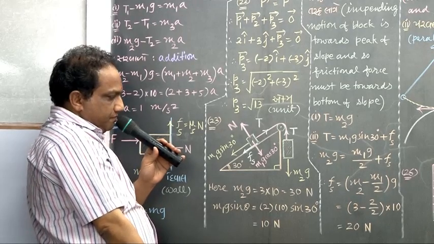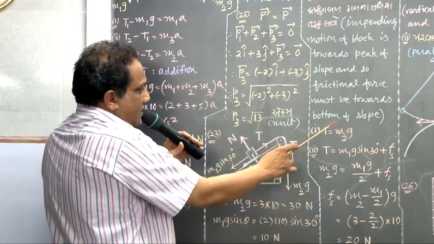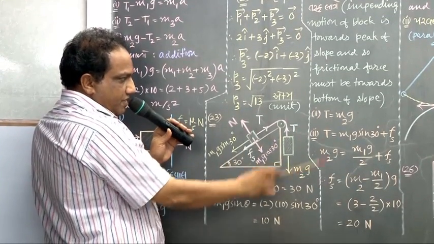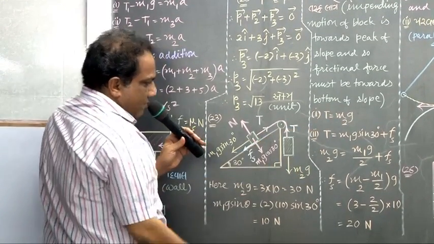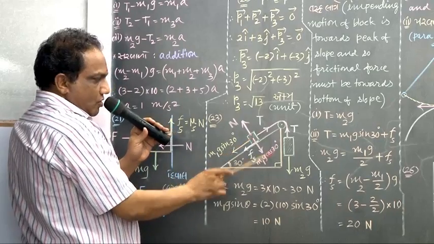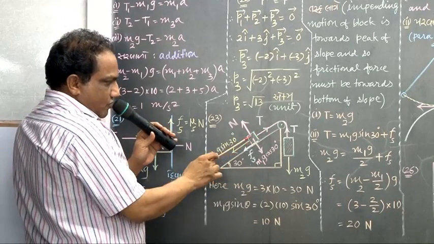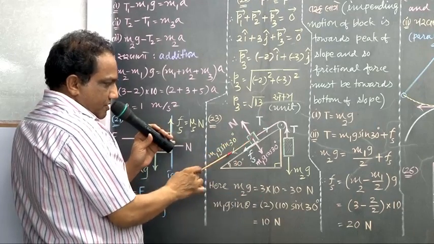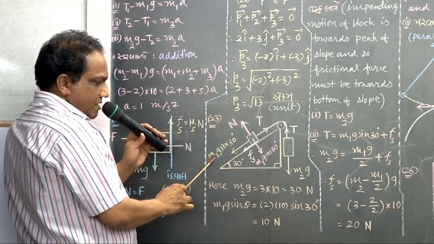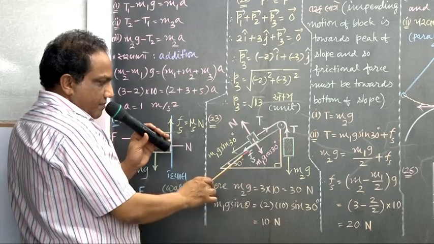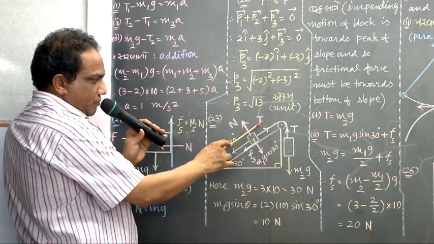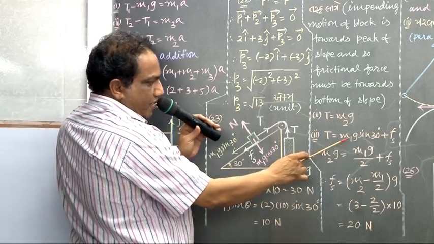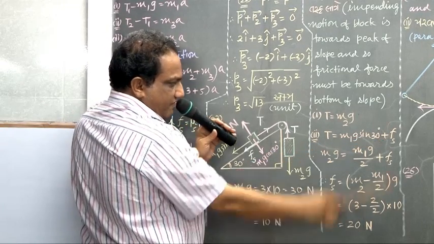And now tell me, here can you write T is balancing this weight, that is m2g, T equals m2g. Moreover, for the rest condition of this block, this force must be equal to the opposite forces. This force is T, the opposite direction force is m1g sin 30 degree plus Fs. So T should be equal to m1g sin 30 degree plus Fs.